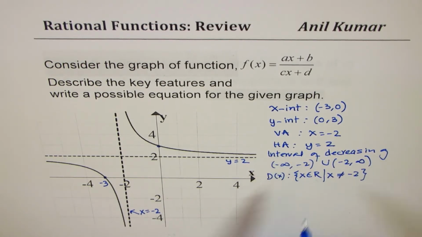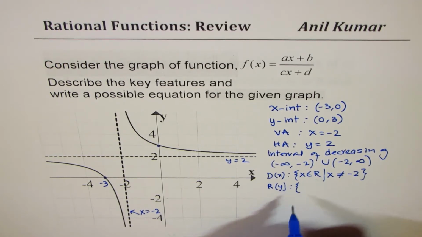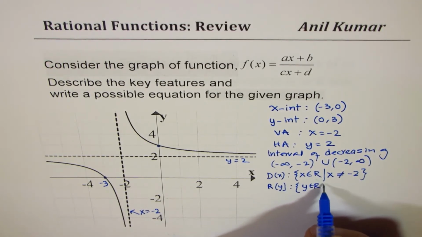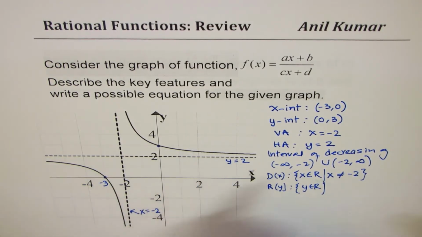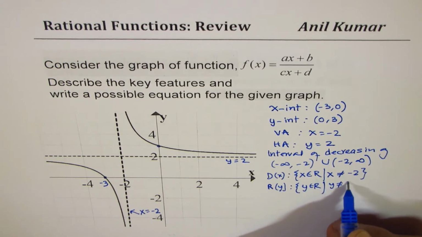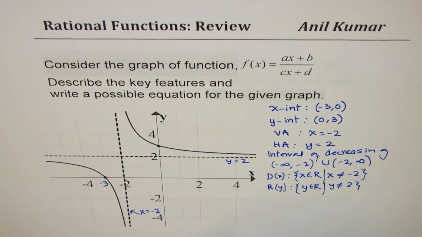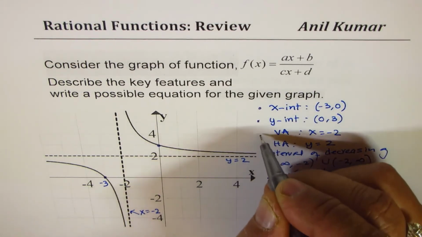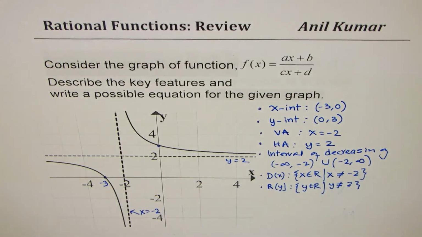These 4 points which I'm going to write are equally important, otherwise you lose half the marks. I hope you get the point, right? So as far as range is concerned, we have everything except for 2, so y is not equal to 2. So that brings us to the end of our key features. Does it make sense to you? To get full marks, it is important to write all of them.